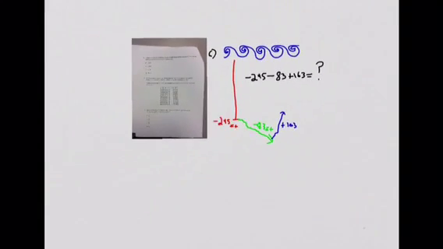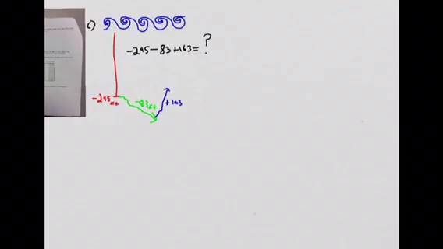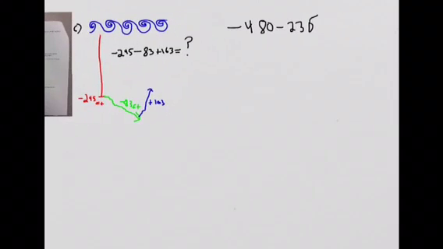Now I'm going to model this with a different type of equation. I'm going to just pick some random numbers here. Negative 480 minus 235. I'll make it a little bit more complicated. Plus 92. Okay, so this is the problem that I'm doing here.